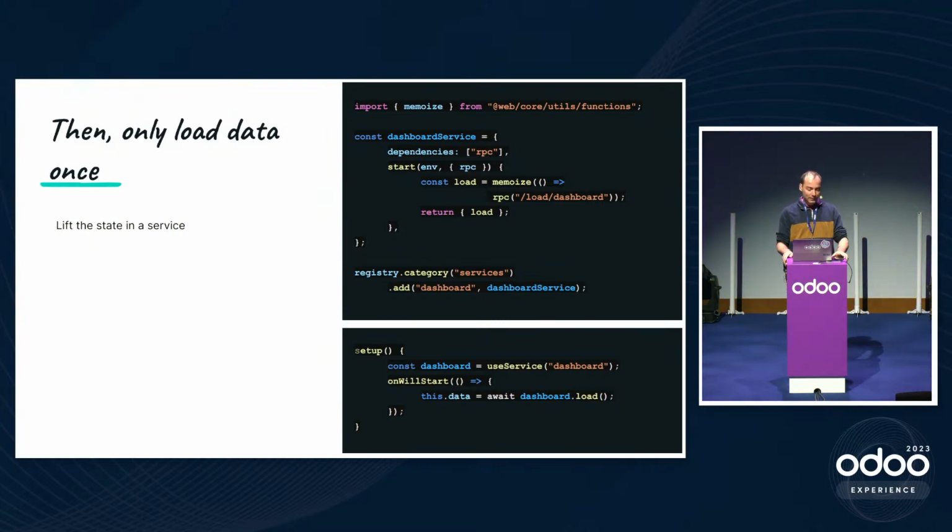For example, you can lift the state in the service. You should not keep your state in the component itself because it will be destroyed and recreated again at a later point. What you want to do, maybe, is to move that state inside the service and to load that state just once. This is done in this example with a memorize function that will just execute its inner callback once and then use the result as the answer for the next time it's called. But you can do it in many different ways.